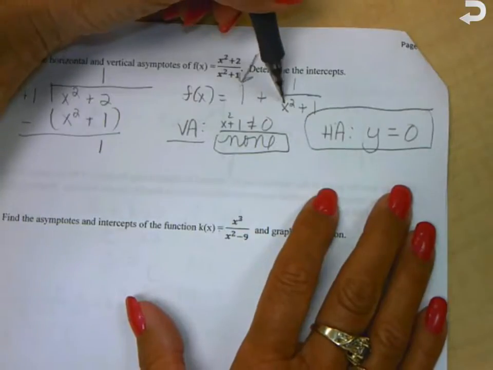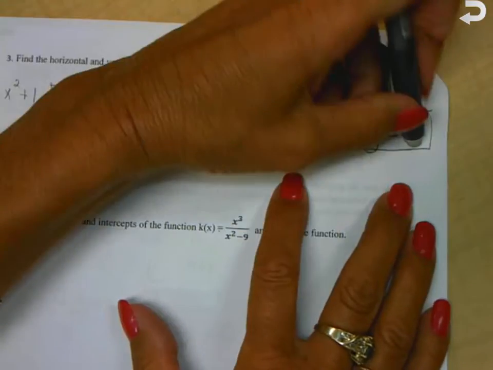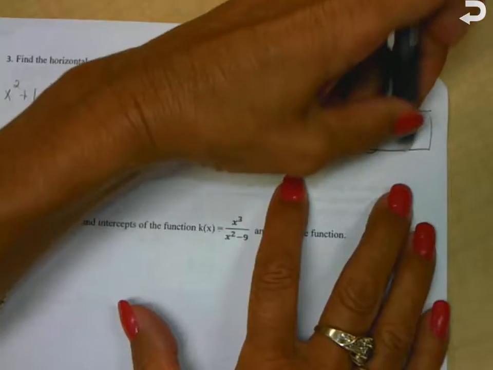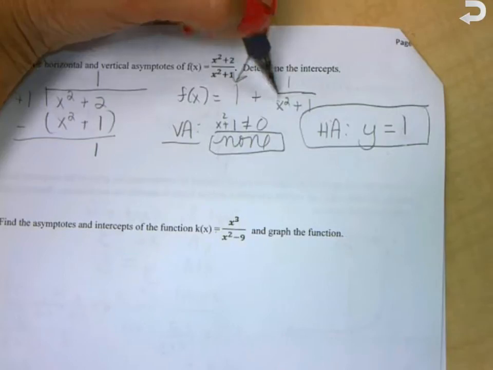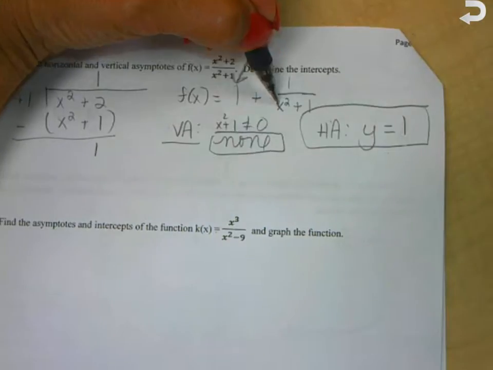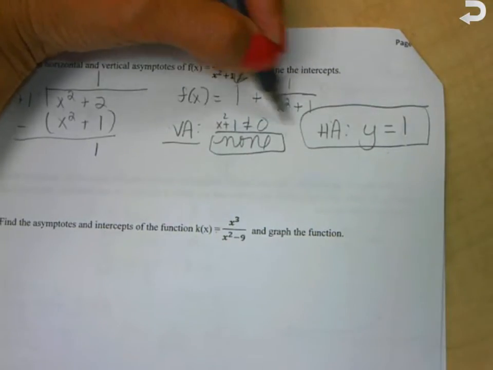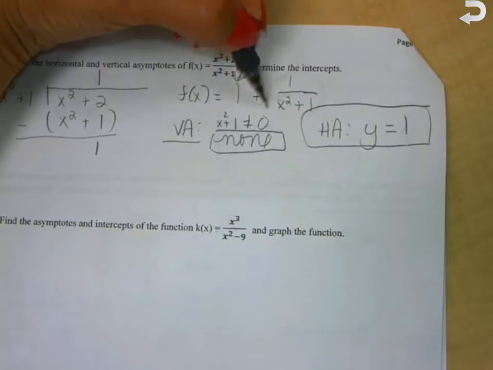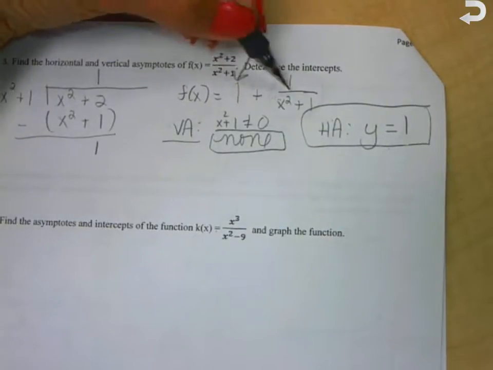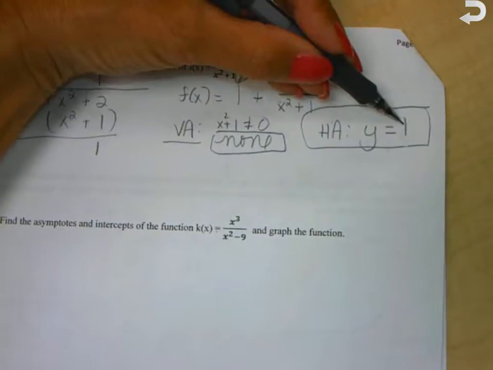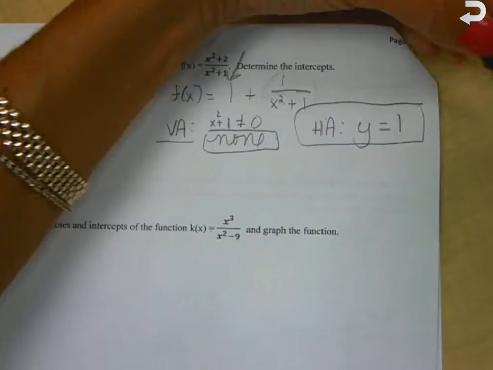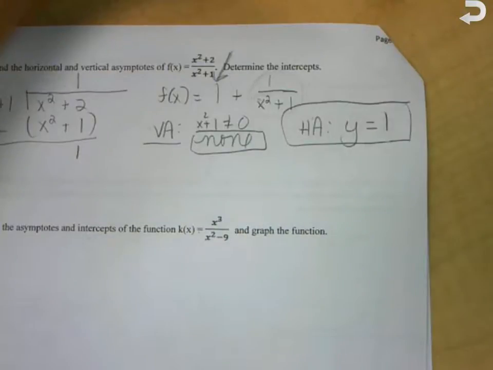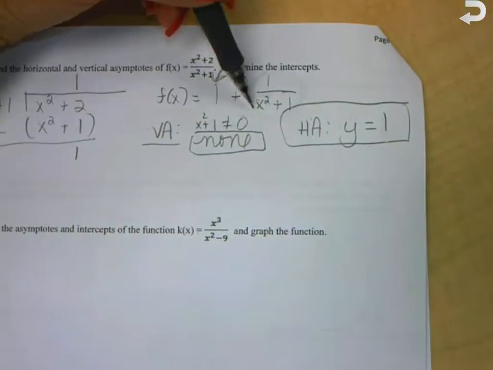The end behavior of the function as x gets larger and larger in the positive direction, and I wrote this wrong, it's going to be 1, not 0. The end behavior of this function as x gets bigger and bigger is that this fraction is going to get smaller and smaller, close to 0, which means that 0 plus 1 will be a value of 1. So horizontally, this graph will keep having an end behavior that's closer and closer to 1 in the positive direction, as will it be in the negative direction.